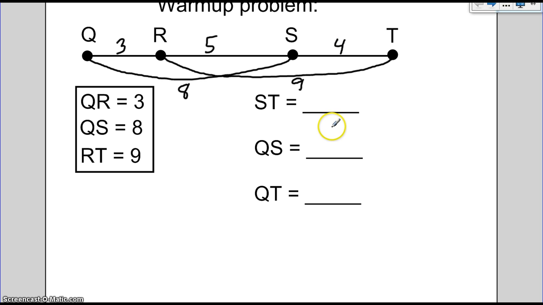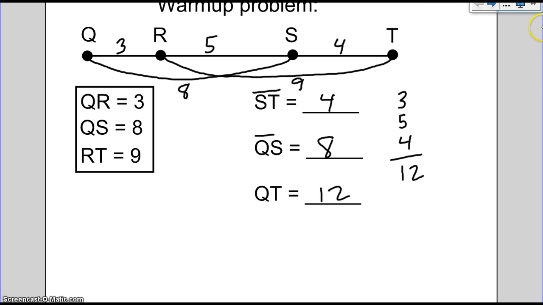So when they ask me, how long is the segment from S to T? I say 4. How long is the segment Q to S? I say 8. How long is the segment from Q to T? All I have to do is 3 plus 5 plus 4. And that gives me 9, 12. So Q to T is 12.